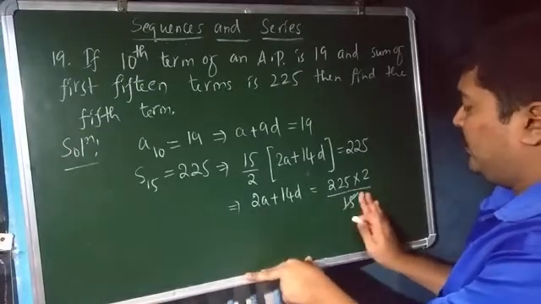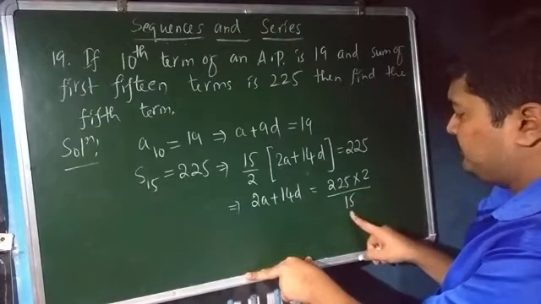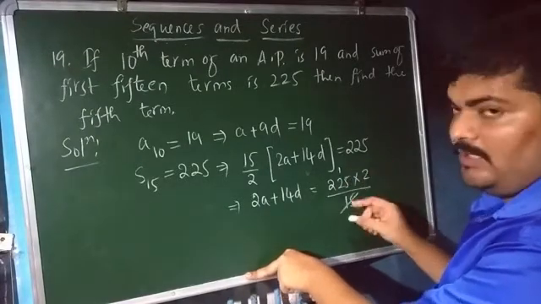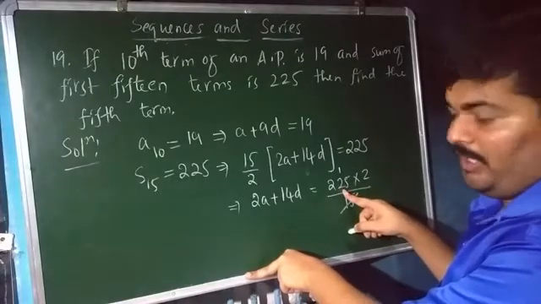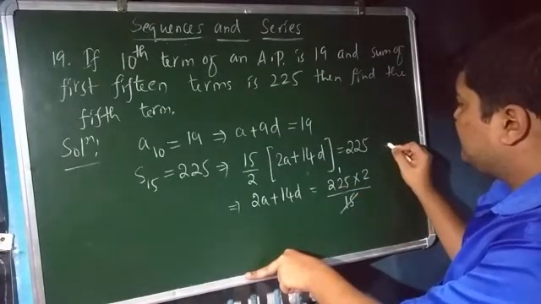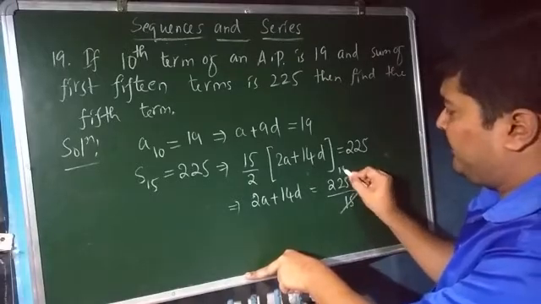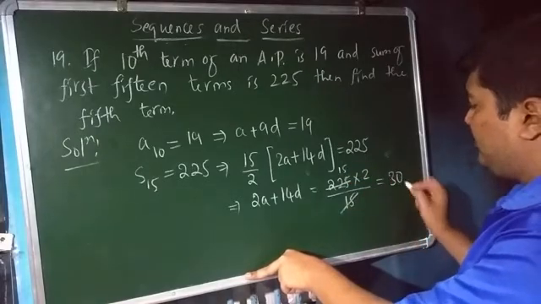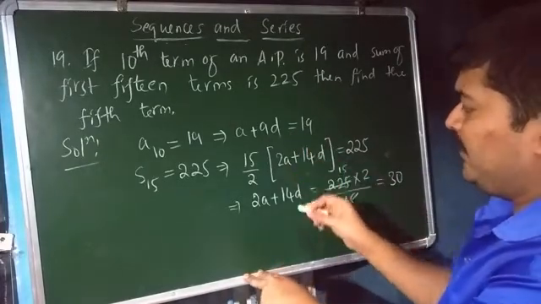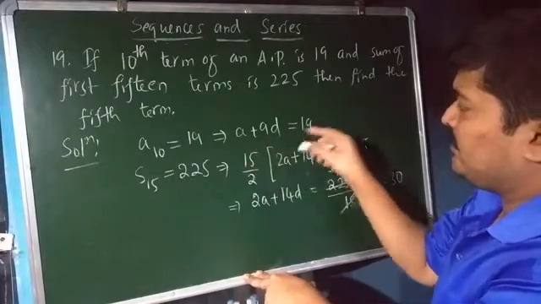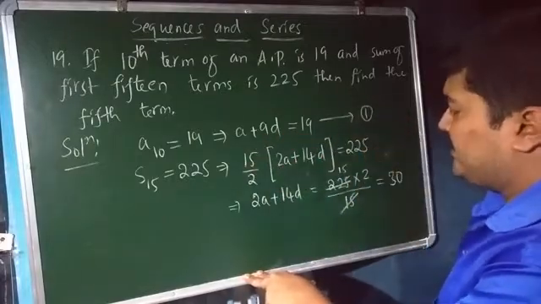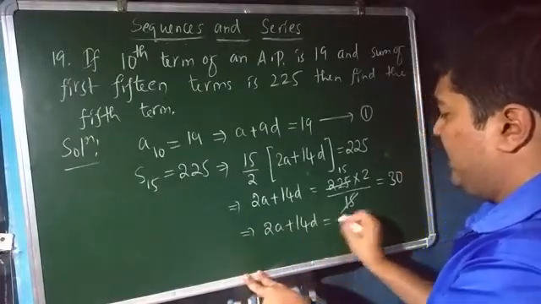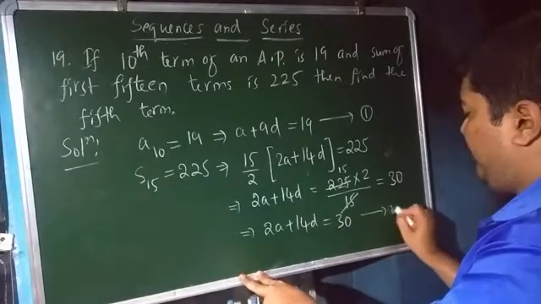Here what you are just left with, can I cancel the terms over here? 15 ones are 15, 7 is remaining over here, 75, 15 fives are 75, isn't it? This 2 will get cancelled. What you are just left with? 15 into 2, that is equal to 30. We are just left with the equations A plus 9D is equal to 19, call it equation number 1, and this implies 2A plus 14 into D is equal to 30, call it equation number 2.